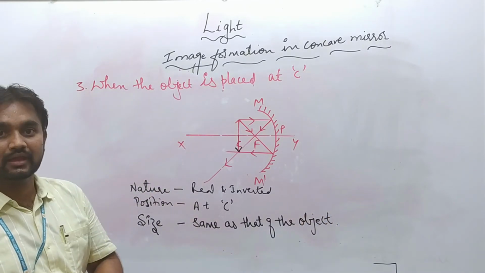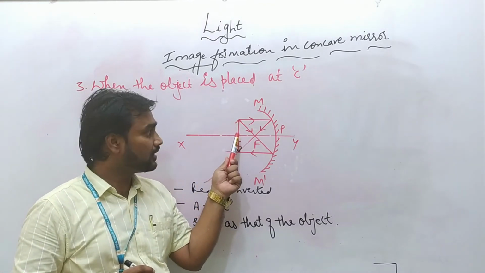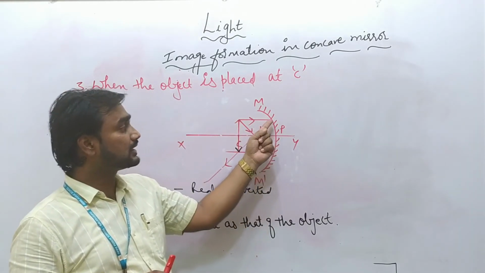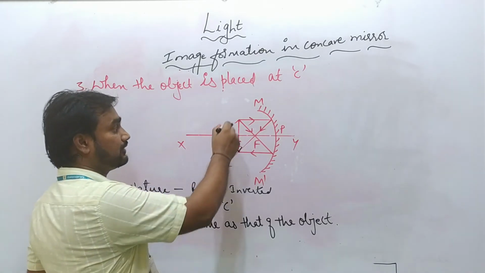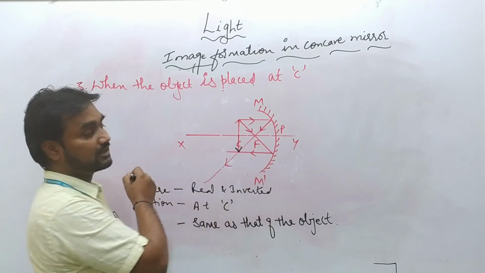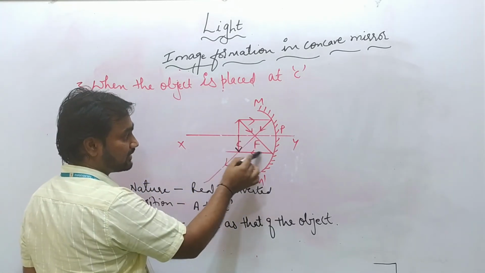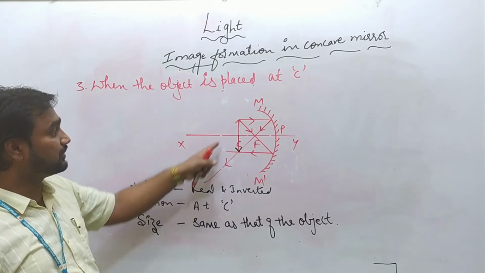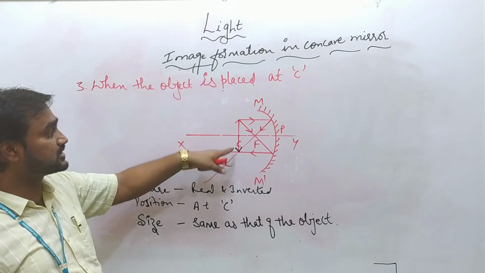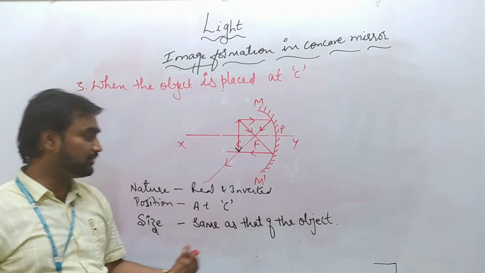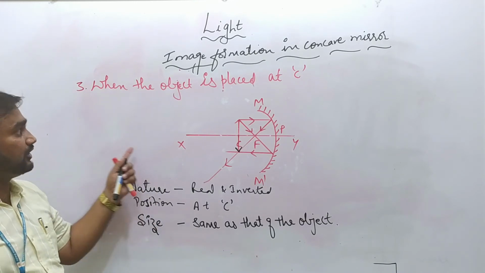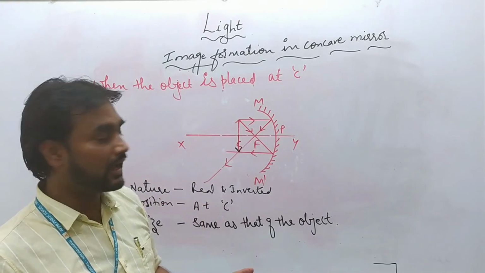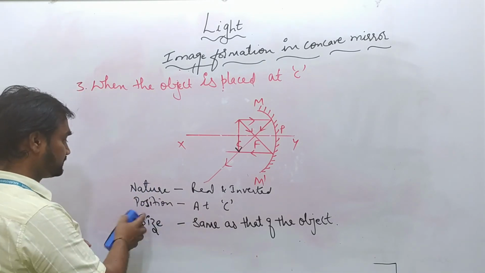Is that clear? So here the object is placed at C, and we have taken two rules. One is if the incident ray passes parallel to the principal axis, then the reflected ray must pass through the principal focus, and if the incident ray is passing through the principal focus, then the reflected ray must be parallel to the principal axis. Where these two reflected rays meet, there we draw the image, and we found that the image is real and inverted. The image is found at C, and both are of equal size. So object size and image size are the same. Whenever you place the object at C, you will get the image at C itself, the size of the image will be same, and the nature of the image will be real and inverted.